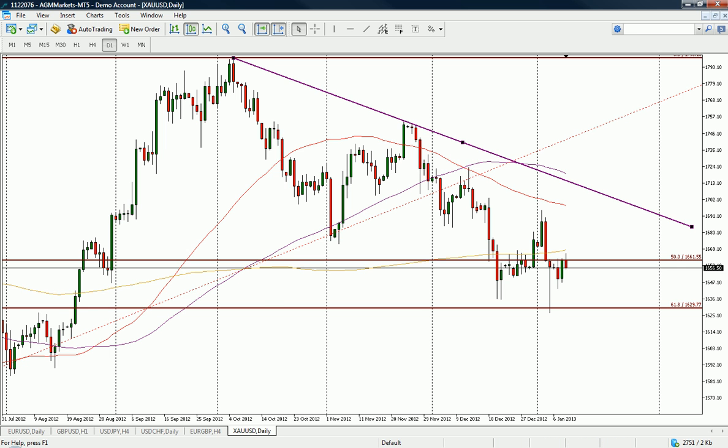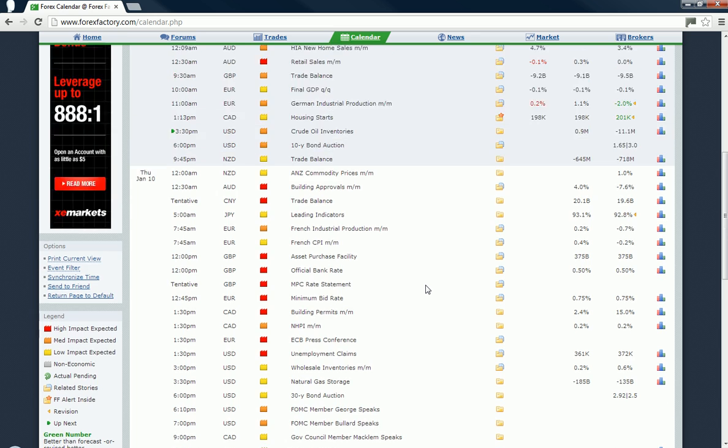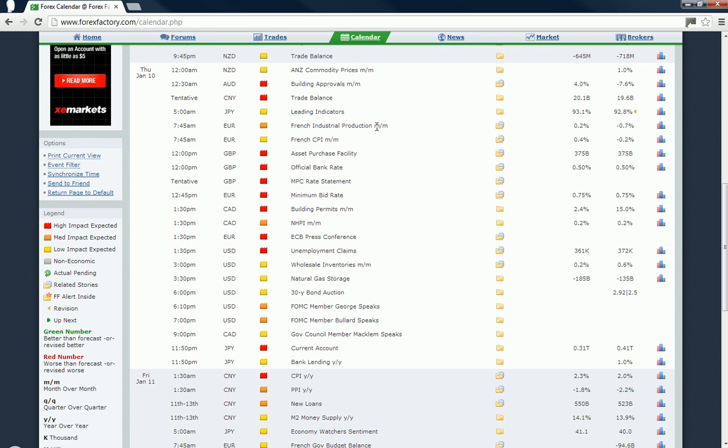Okay, that's all for the charts. Let's have a look at the forex calendar. What have we got coming out for the rest of the week? So tomorrow we've got a lot of data coming out. We have UK rate decision at 12 o'clock, the MPC rate statement. At 12:45 we have the Eurozone rate decision. They're both of them expected to stay the same as well. With the ECB press conference at 1:30, with the weekly jobless claims out from the US at 1:30.